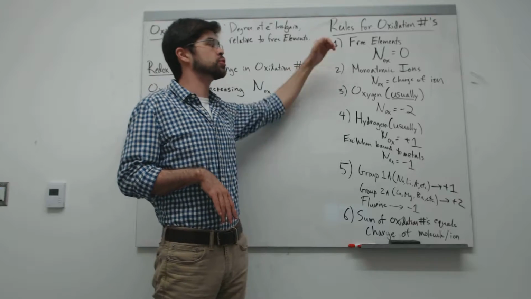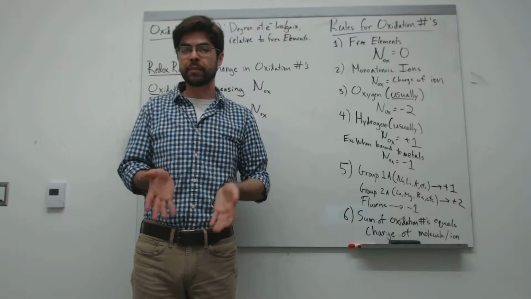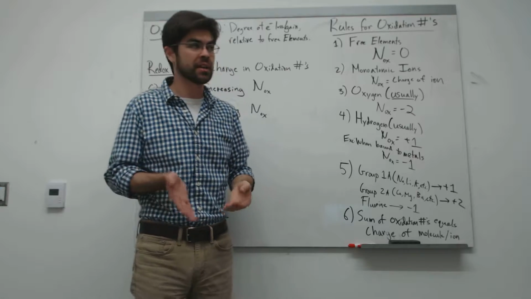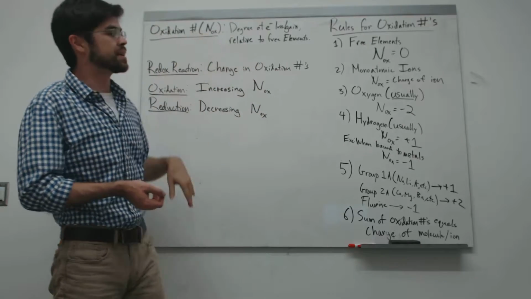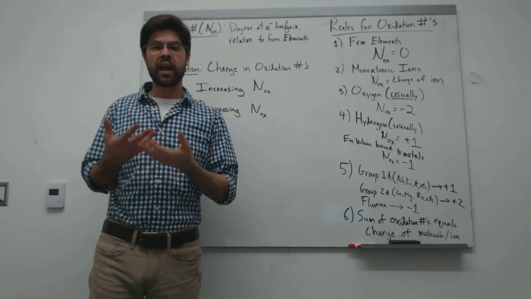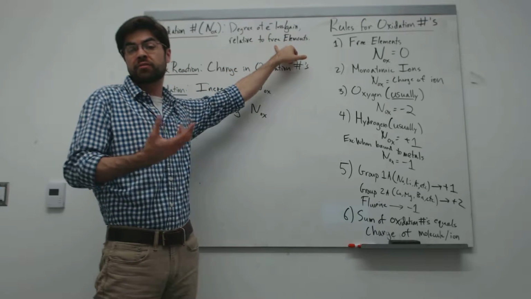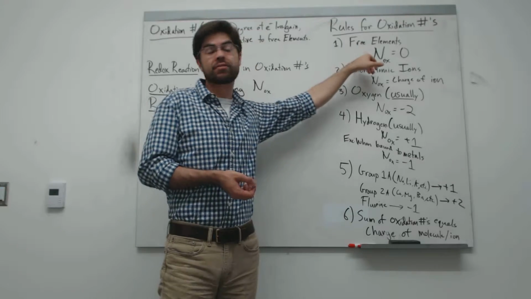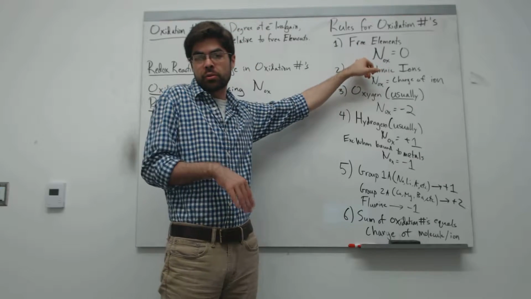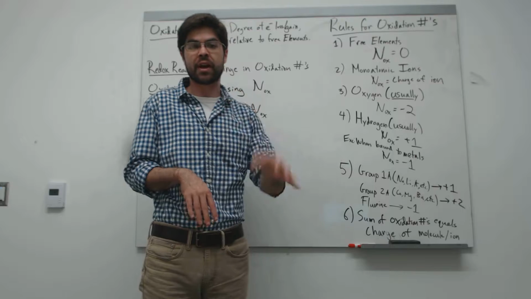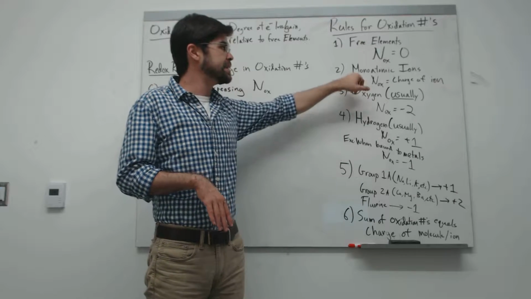So very generally, the first rule is that a regular old element, by definition, has an oxidation state of 0. We've said that oxidation state is the degree to which an atom has gained or lost electrons forming bonds from its free elemental state. In their free elemental state, they haven't gained or lost any electrons, so they, by definition, have an oxidation state of 0.